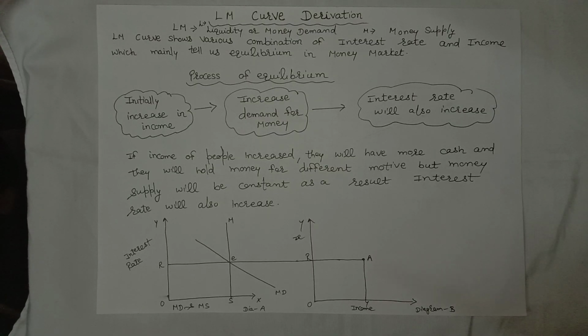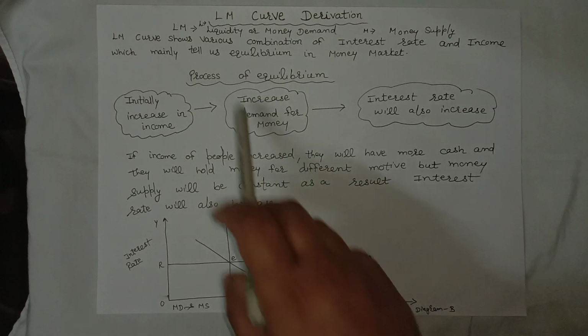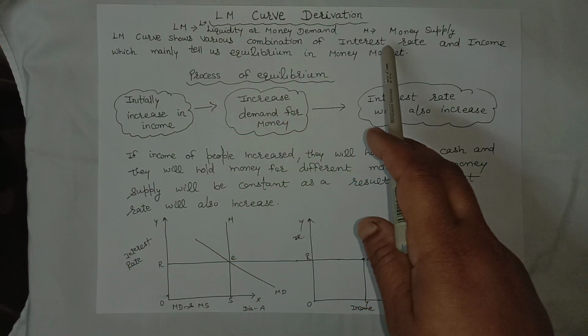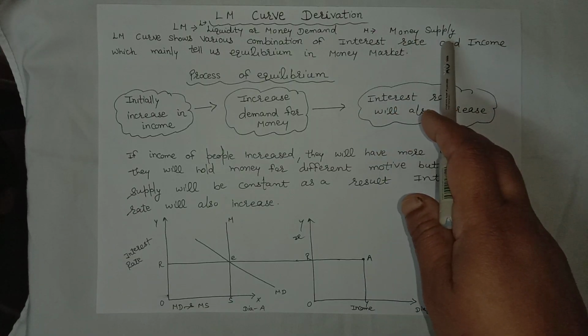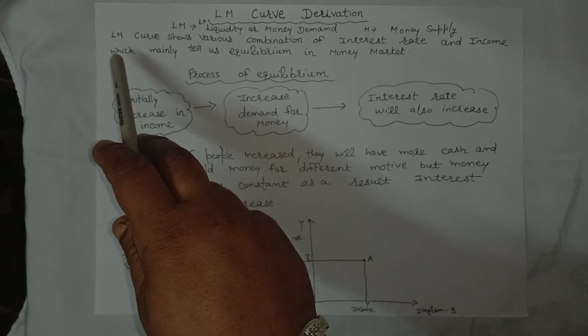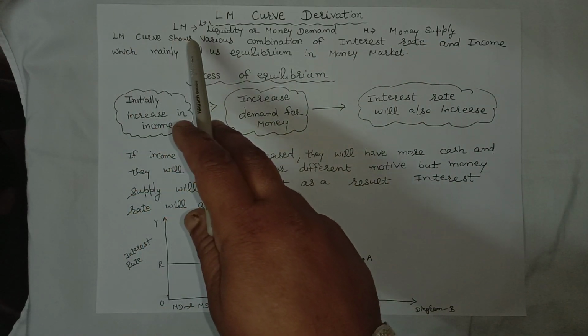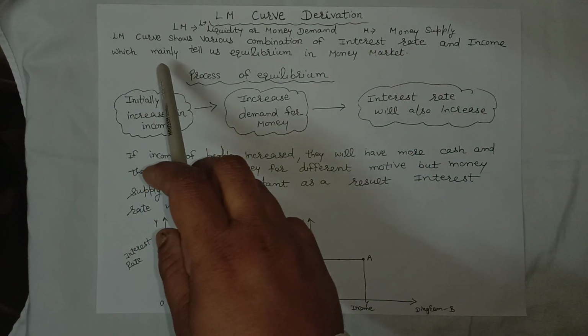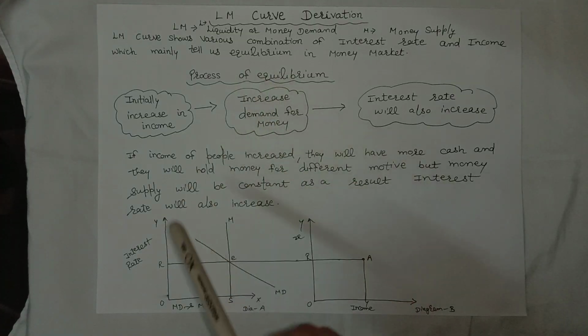So let's start. What is LM? L is equal to liquidity or money demand, and M is equal to money supply. The LM curve shows various combinations of interest rate and income which tell us the equilibrium in the money market. Listen carefully.